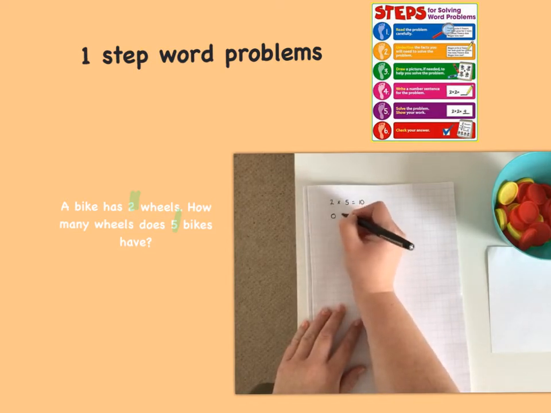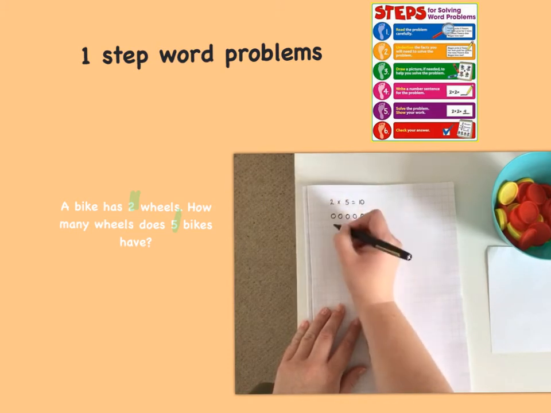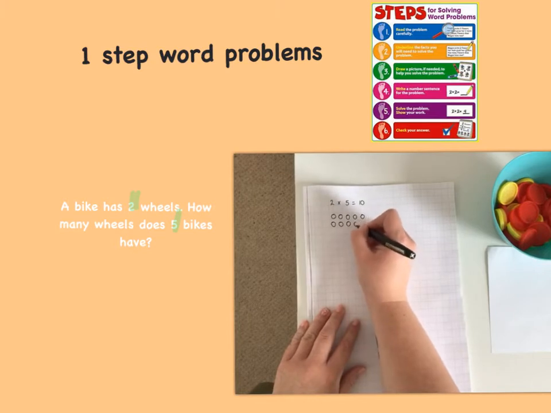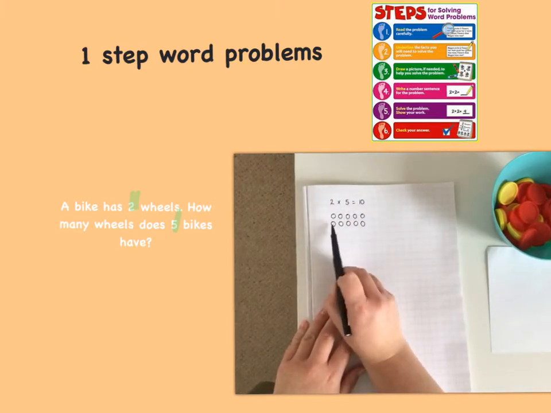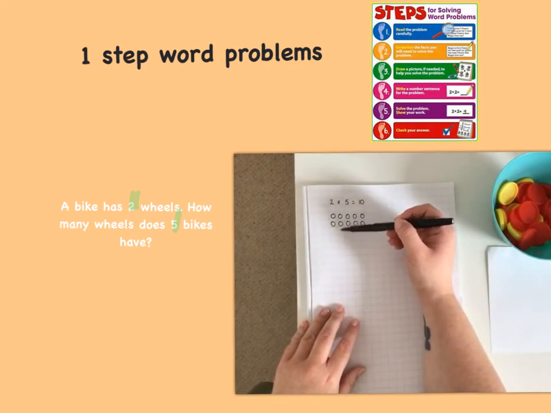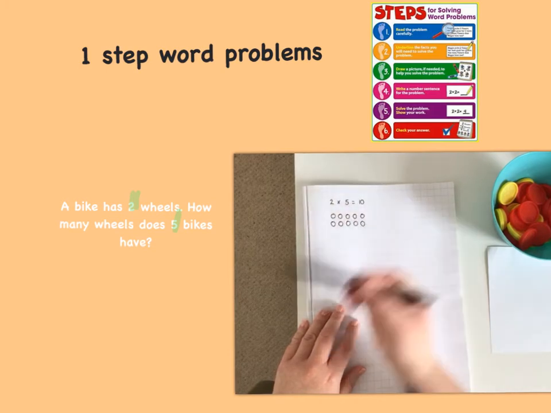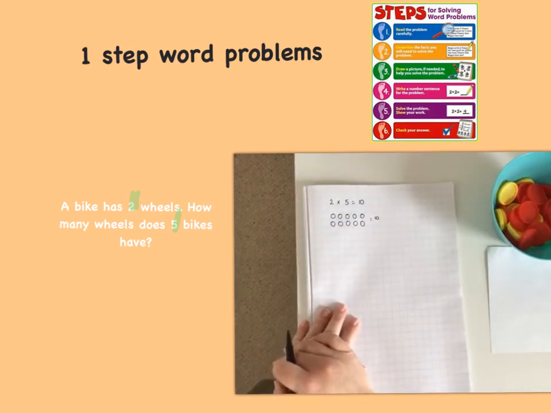So I got one group of 5, 1, 2, 3, 4, 5, and then a second group of 5, 1, 2, 3, 4, 5. I can count in 5s, 5, 10, or I could go down and count in 2s, 2, 4, 6, 8, 10. So it means I've got the same answer. How did you do?